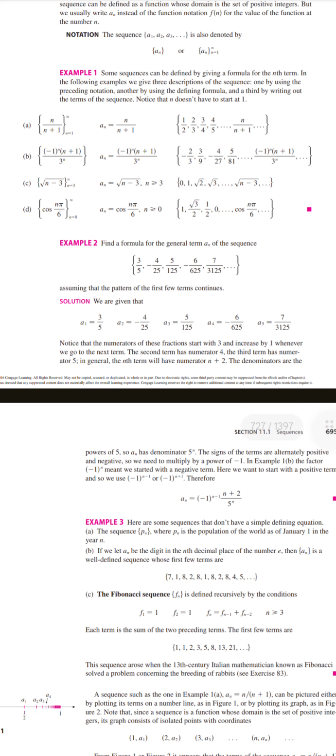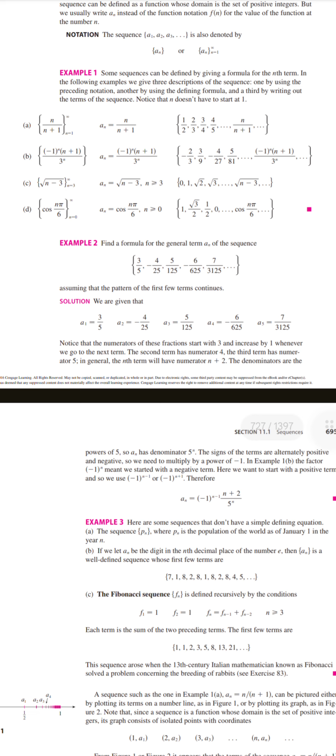And if you follow that sequence, you get negative 2 over 3, then 3 over 9, then negative 4 over 27, and that continues. And you get the general term: (-1)^n (n+1) over 3 to the power n.